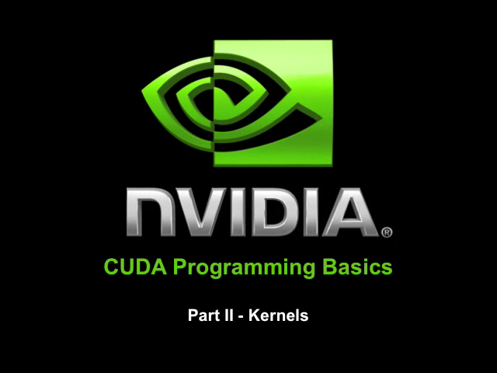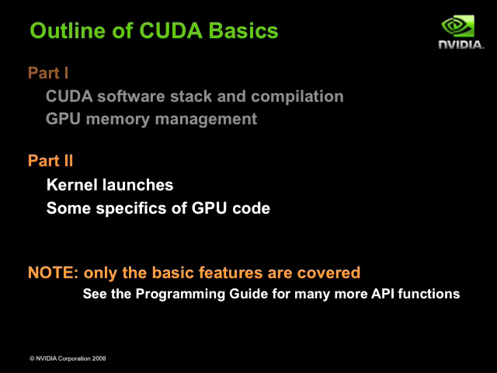CUDA Programming Basics Part 2, Kernels. In Part 1 of CUDA Programming Basics, we discussed device memory allocation and how to move data between host and device. All of this memory management is performed from host code. In Part 2, we focus on code that runs on the GPU. We discuss kernel launches and specifics of writing GPU code.